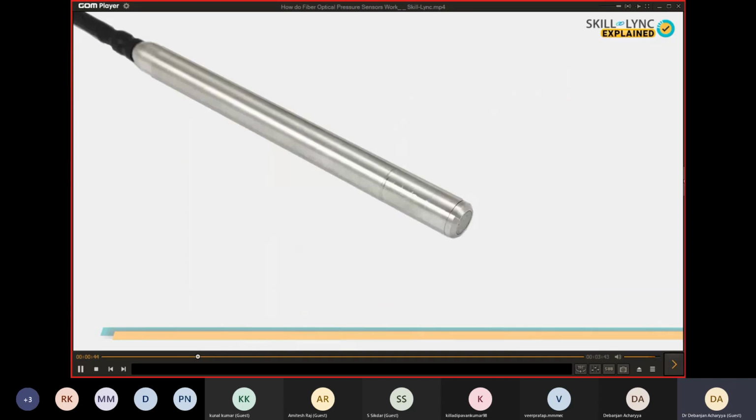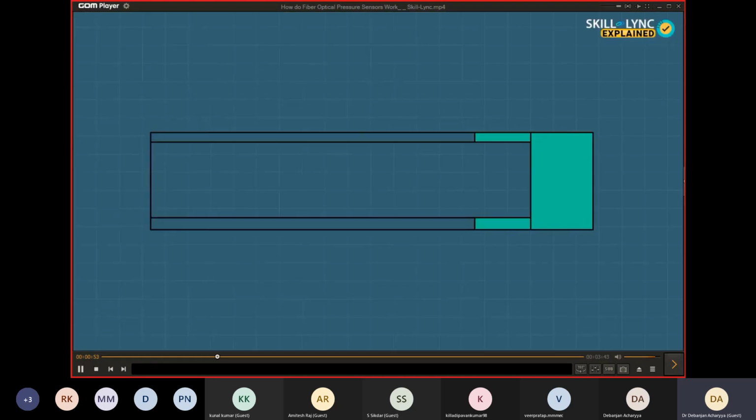In this video, we'll be discussing the construction, working, advantages, disadvantages, and applications of the fiber optic pressure sensor. The construction of the fiber optic sensor is very simple. The sensor consists of an optic fiber and has two reflecting surfaces. The first reflecting surface is semi-reflective and is coated with a dielectric medium. The second reflecting surface forms the diaphragm, which is placed in front of the optic fiber.